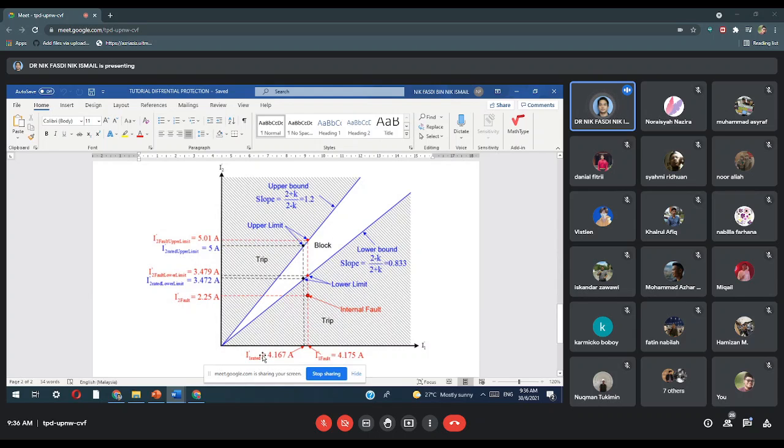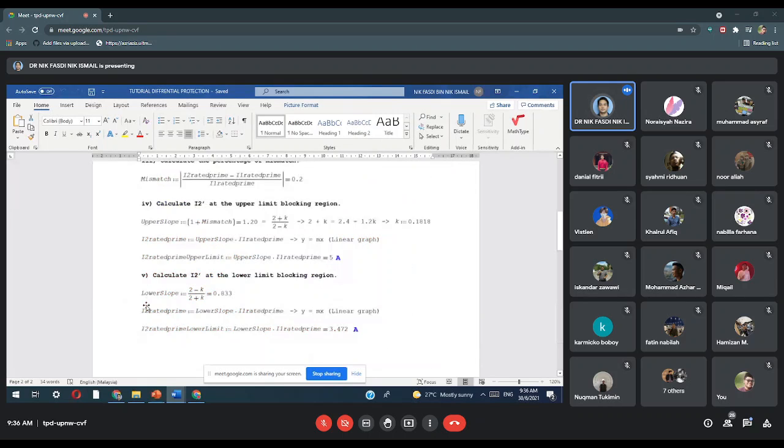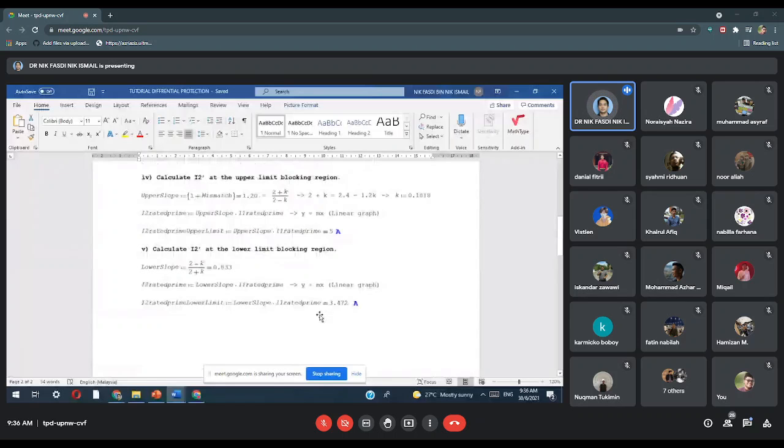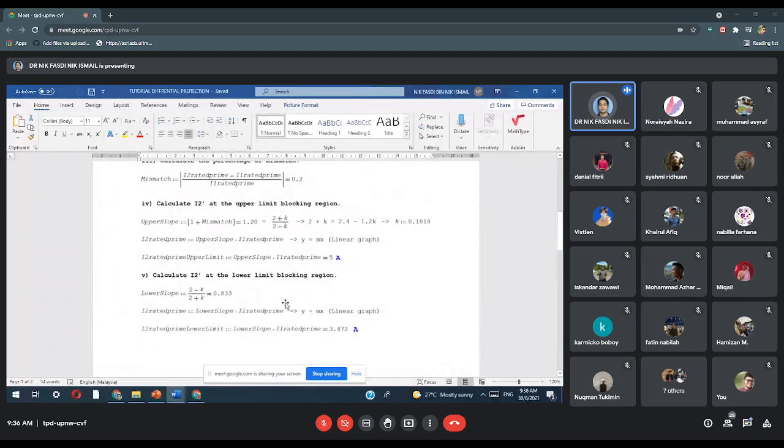Kat sini dia ada banyak ni sebab dia dah combine dengan soalan nombor yang ni. So you ada satu lower limit and you ada satu upper limit. Mesti higher than this or lower than this, dia akan trigger. Faham? Okay, so we have the upper limit blocking region, lower limit blocking region for the condition rated prime 4.17.